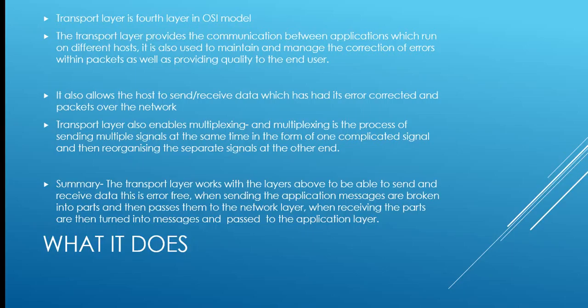So the summary of what the transport layer is: the transport layer works with the layers above to be able to send and receive data that is error-free. That's one of the most important parts of the transport layer, to make sure that the data is error-free. So when the data gets sent or received, the transport layer has to make sure that there's no errors, or if there are any errors, then it makes sure that those errors get fixed. When sending, the application messages are broken into parts and passed to the network layer. When receiving, the parts are turned into messages and passed to the application layer.